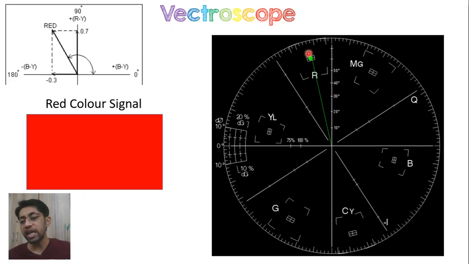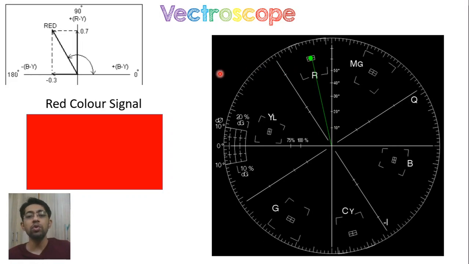And if it is pure red color, then the vector will end up in the corresponding position that is fixed for the red color. So here you can see that this green color vector ended up in the box corresponding to red color. So your device is generating pure red color, and that's why the vectorscope is displaying the vector which is falling into the perfect block of the red color.